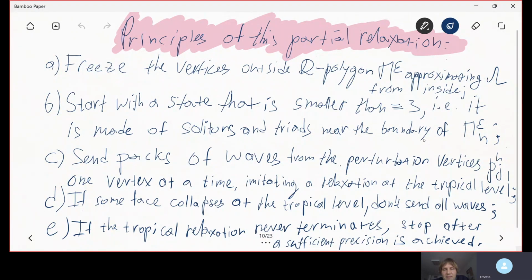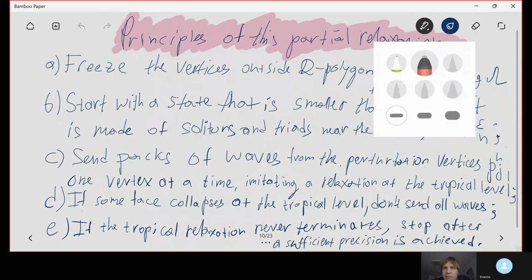Okay, and so freeze the vertices. A is the most confusing to me, sorry. So remember, we approximate via the Delaunay polytope omega. Yeah, we approximate the Delaunay polytope omega, okay. So this pi big... So maybe this is the handwriting as well.